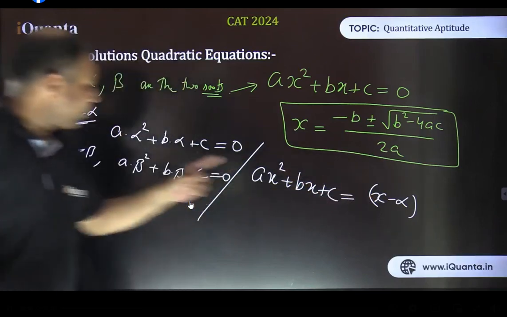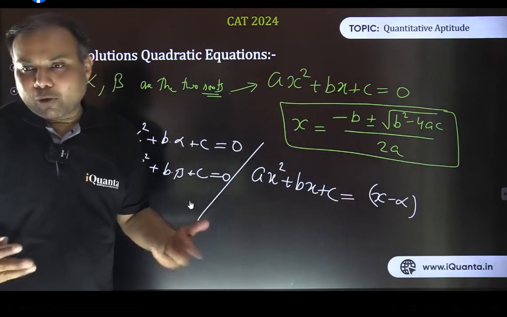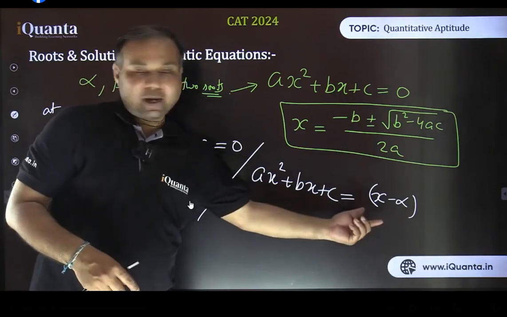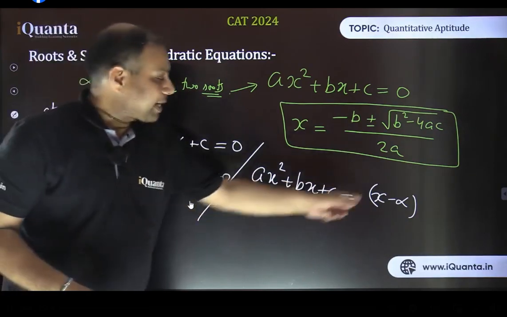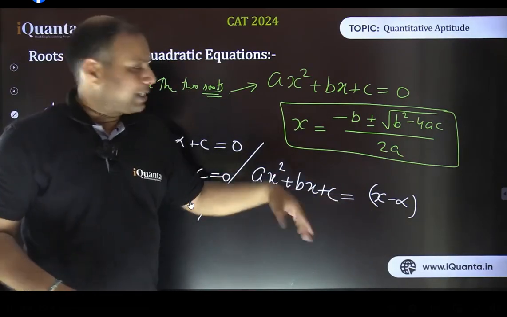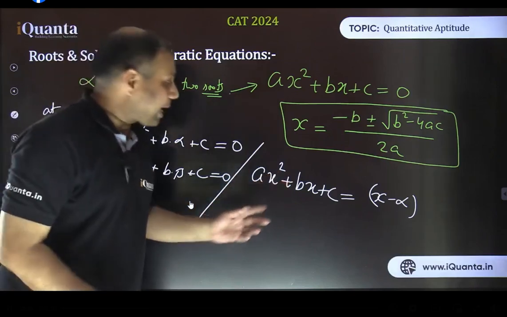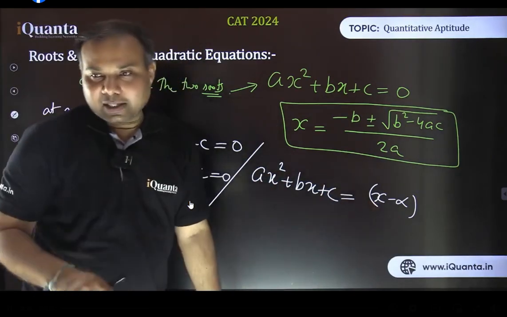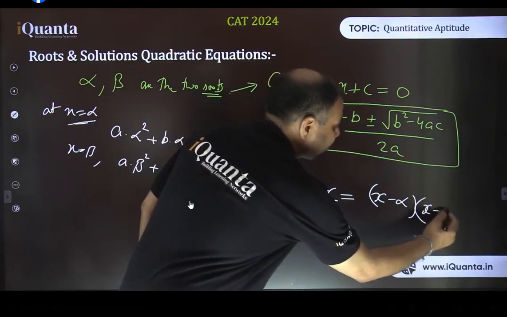See, when I'm putting x equal to alpha, how to get a remainder? Let me tell it again. How to get the remainder when we divide this expression by x minus alpha? By putting x equal to alpha. If it comes out to be 0, it means it is divisible. Right? And we know that by putting alpha, it is coming out to be 0. It means x minus alpha is a factor. And yes, x minus beta also is a factor.